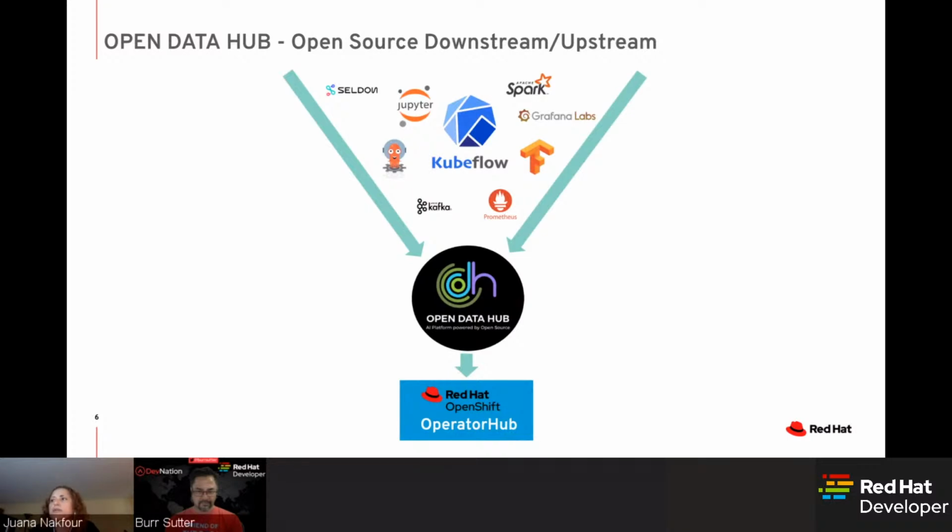So just to point out here that most of the stuff that we do in Open Data Hub, that kind of adapts these tools to work better in OpenShift, we actually also contribute back to all these different communities. All the bugs or features that we make, we try to contribute upstream to these communities.